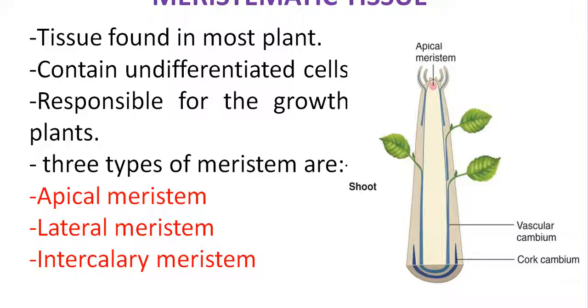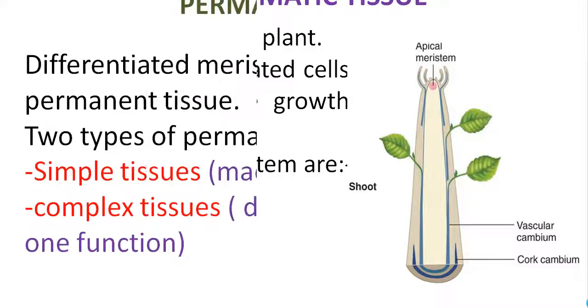Meristematic tissue. This tissue is found in most plants and it is responsible for the growth of the plant. Cells in these tissues can divide and form new tissues. It is of three types: apical meristem, which is present at the tip of stem and root and responsible for the growth in length; lateral meristem, which is present beneath the bark and responsible for the growth in girth of trunk. Lastly, intercalary meristem, which is present in nodes of leaves and cells.